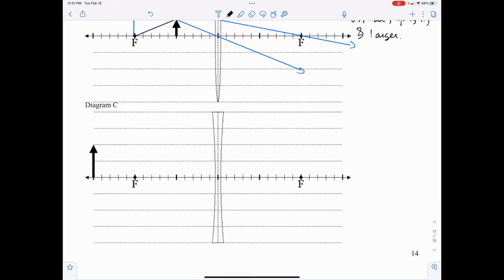Okay, now in diagram C, you're putting your object in front of a diverging lens. Okay, so the rules still apply. The first ray goes parallel to the principal axis, and it's going to diverge in such a way like this that the back ray goes back through the near side focal point, just like that.